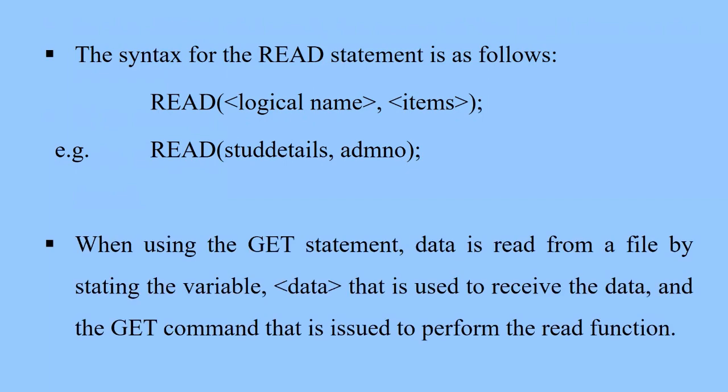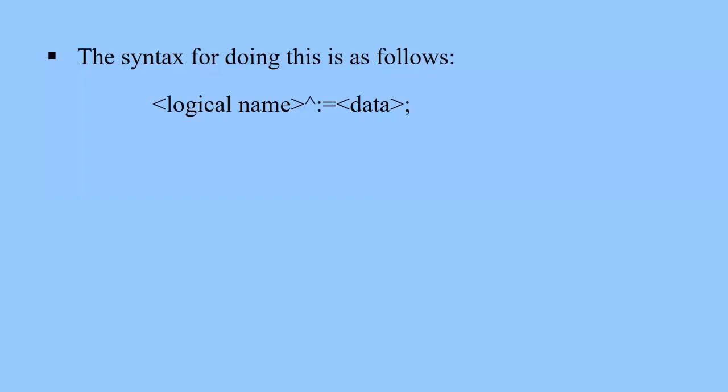When using the get statement, data is read from a file by stating the variable that is used to receive the data, and the get command that is issued to perform the read function. So the syntax for doing this is as follows: get logical name, pointer to data.